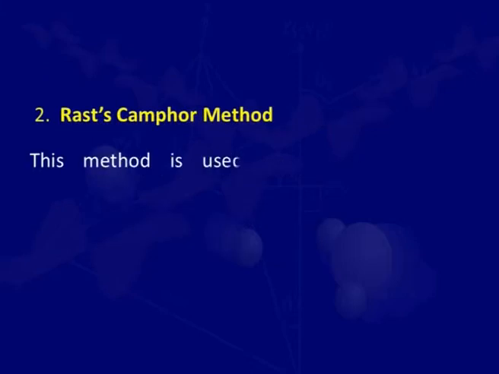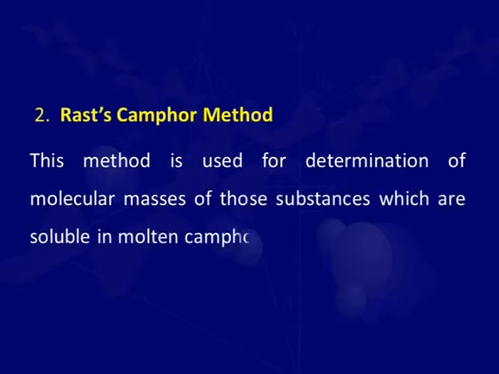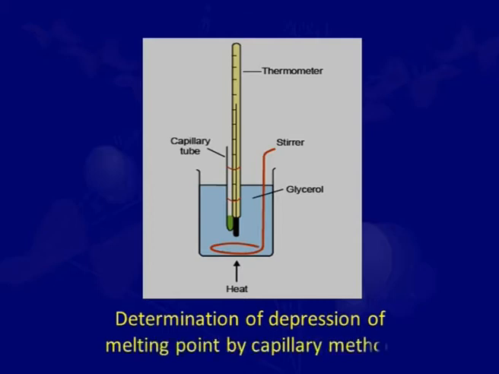Rast's method is used for the determination of molecular masses of those substances which are soluble in molten camphor. Pure camphor is powdered and its freezing point is determined with the capillary method. In this method, a capillary is used which is sealed at the upper end and the freezing point is recorded in a glycerol bath. When the freezing point of pure camphor is recorded, the camphor and the weighed amount of the solute is taken in a test tube which is sealed at the upper end and it is melted. After that, it is cooled and again crushed to powder.